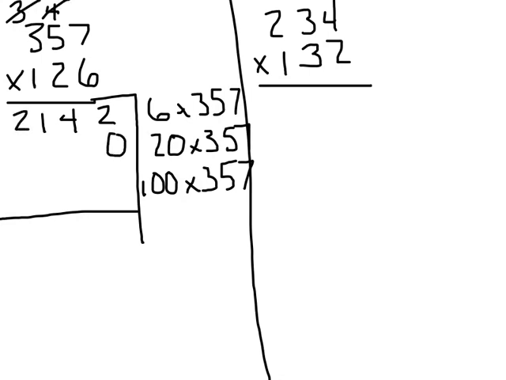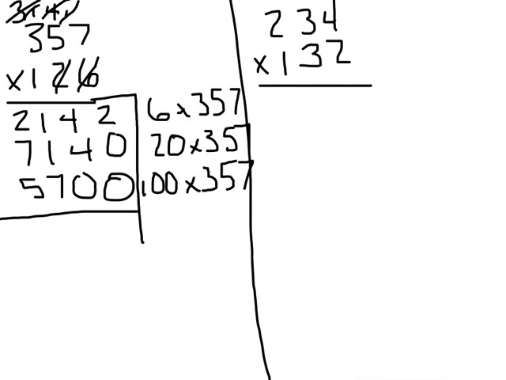So I need to drop a 0 because 2 is in the tens place. What's 2 times 7? It's 14. What's 2 times 5? It's 10, plus 1 more is 11. What's 2 times 3? It's 6, plus 1 more is 7. Now I'm done with my 2. I need to drop 2 zeros because 1 is in the hundreds place. What's 1 times 7? It's 7. What's 1 times 5? It's 5. What's 1 times 3? It's 3.